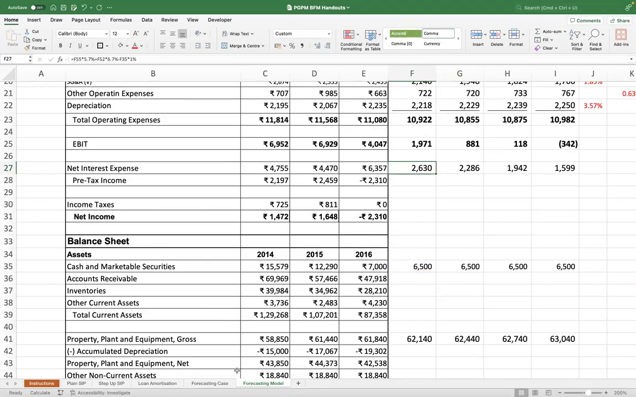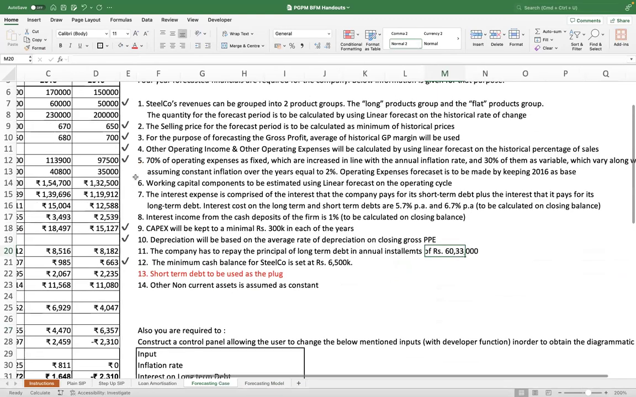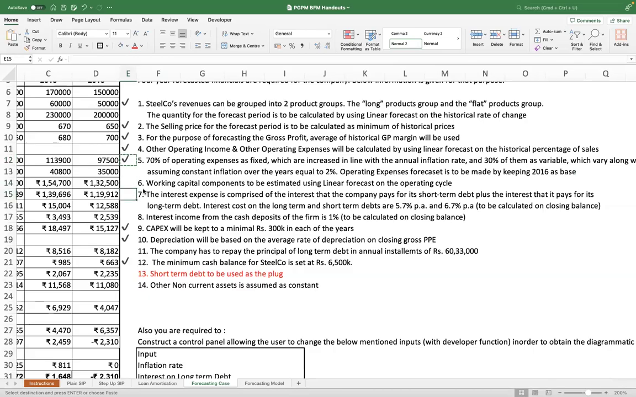So now, which are the points we have covered? We have covered point number 7, and point number 8 also we have covered. Interest income. Clear? This also we have done. Point number 11, repayment of debt. This also is done. So now nothing much remains. Only one part remains, which is this part.